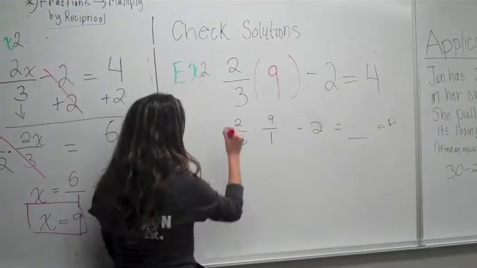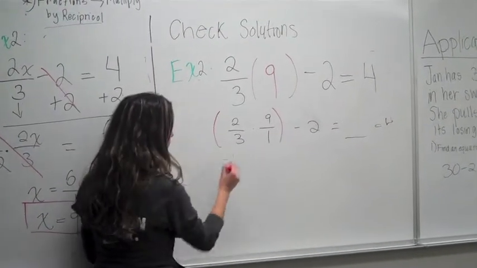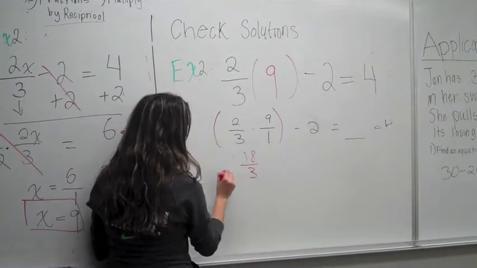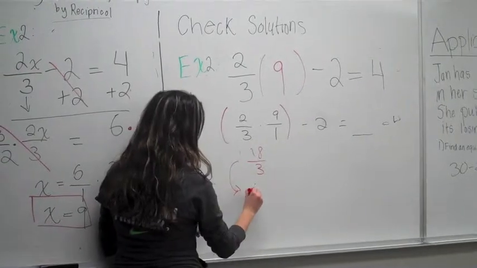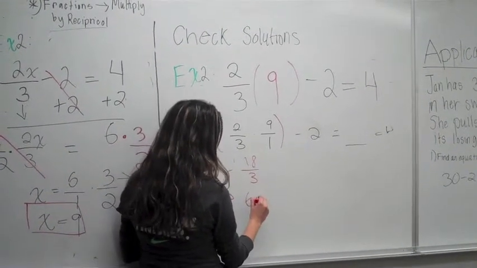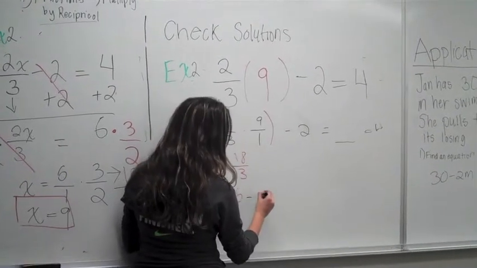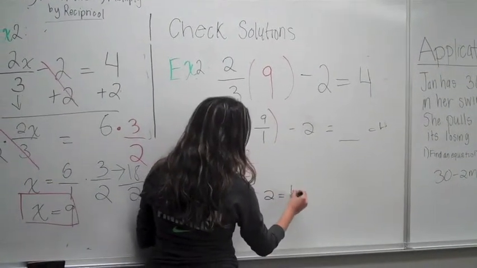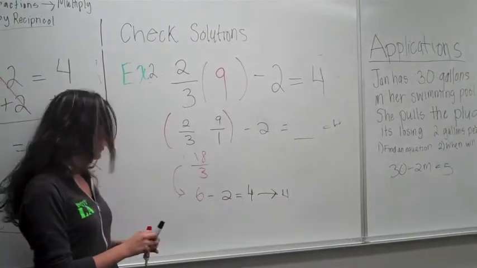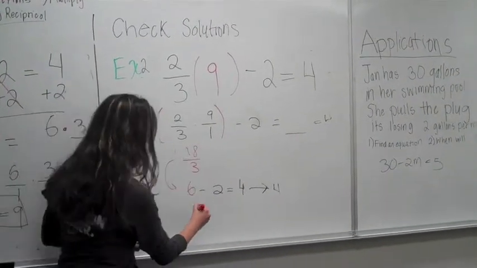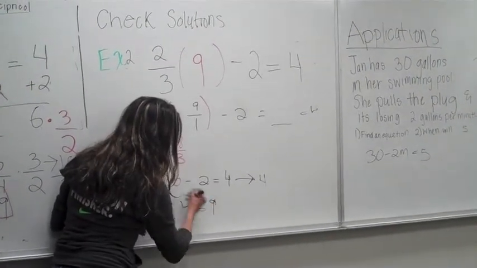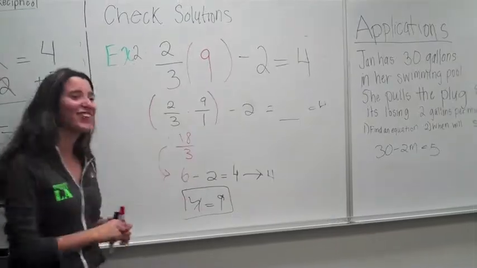Okay, so let's do this part first. 9 times 2 is 18. Divided by 3, what does that equal? 6. Now, so that would be 6 minus 2 equals what? 4. And we see that this indeed does equal 4. Therefore, x equals 9 is a solution. Okay?